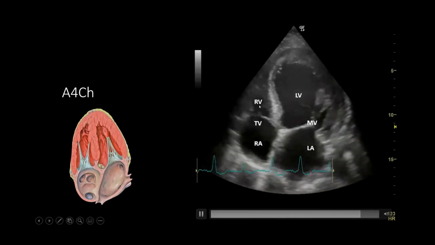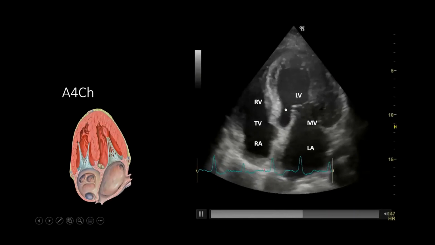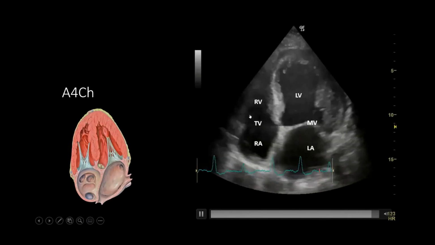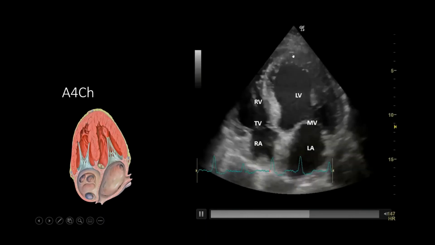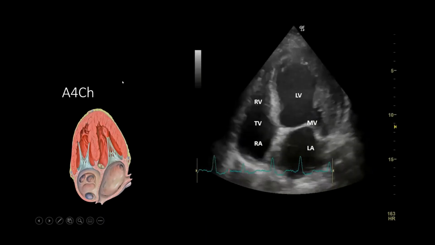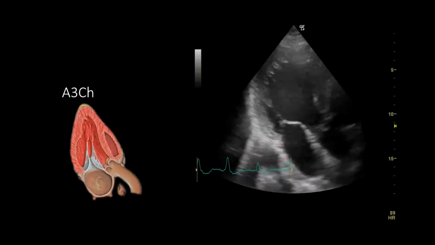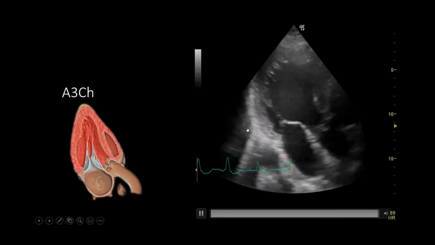And yet the right ventricle looks fine. It's not enlarged compared to the left, so the right side looks fine. The tricuspid annulus is bouncing up and down nicely, but that septum and apex of the LV do not look very happy. Now, if you rotate your probe counterclockwise, you get something called the apical 3-chamber view.